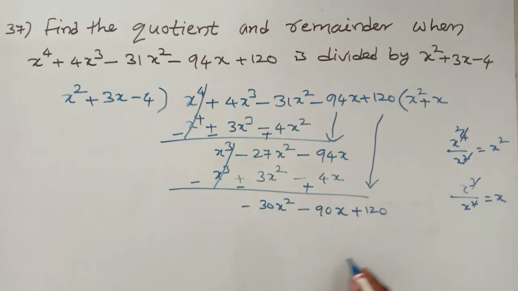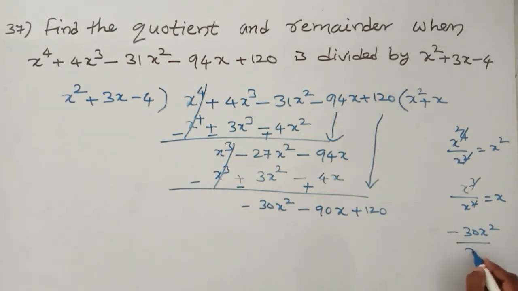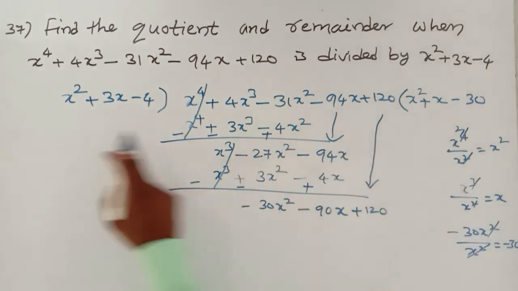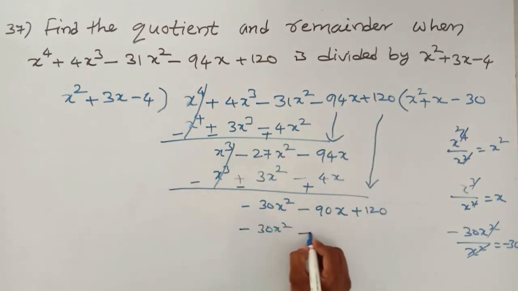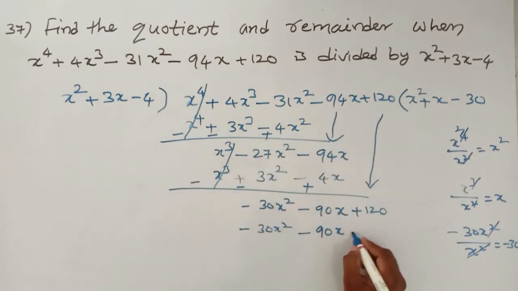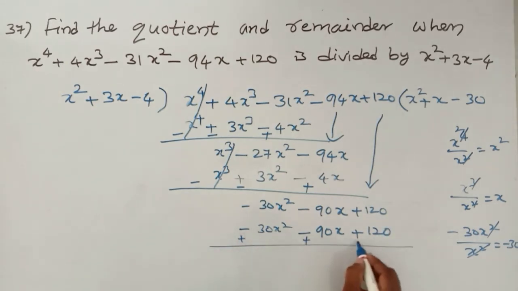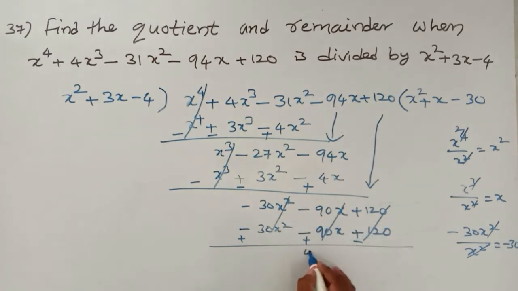Now minus 30, first term of the new dividend should be divided by the first term of the divisor. So minus 30 x square is divided by x square cancel, that's equal to minus 30. So here minus 30. Minus 30 into x square is minus 30 x square. Minus into plus is minus. 3x into 30 is 90x. Minus into minus is plus. 30 into 4 is 120. Plus minus plus 120. Minus 90 plus 90. Minus 30 plus 30, 0.